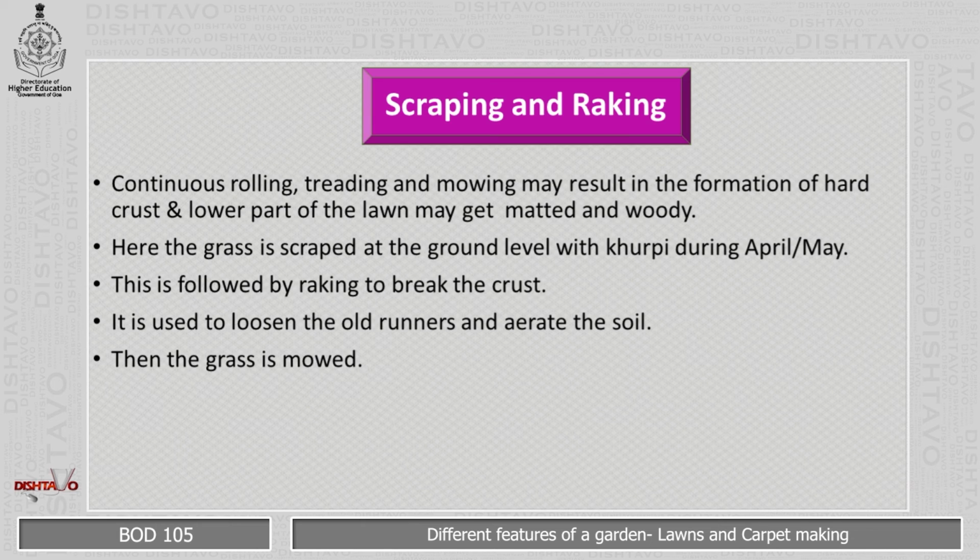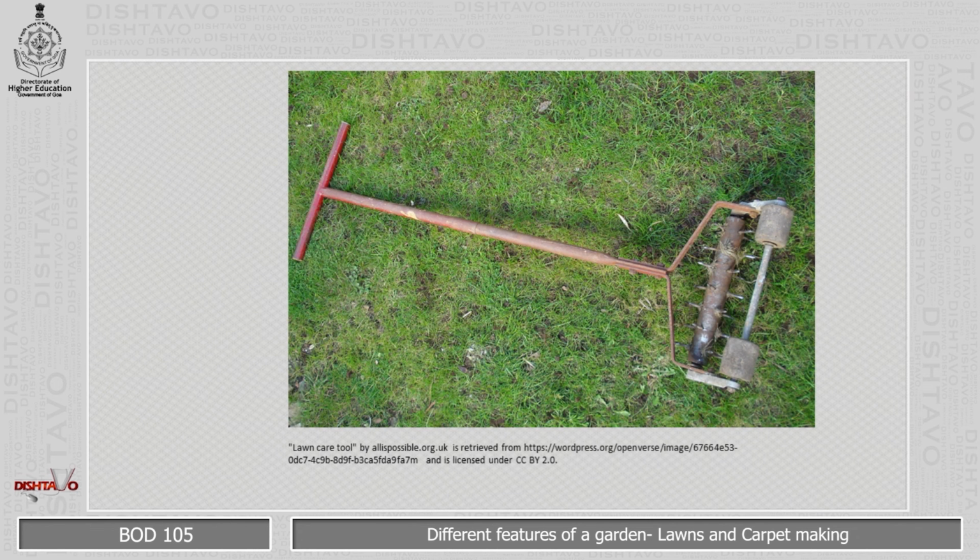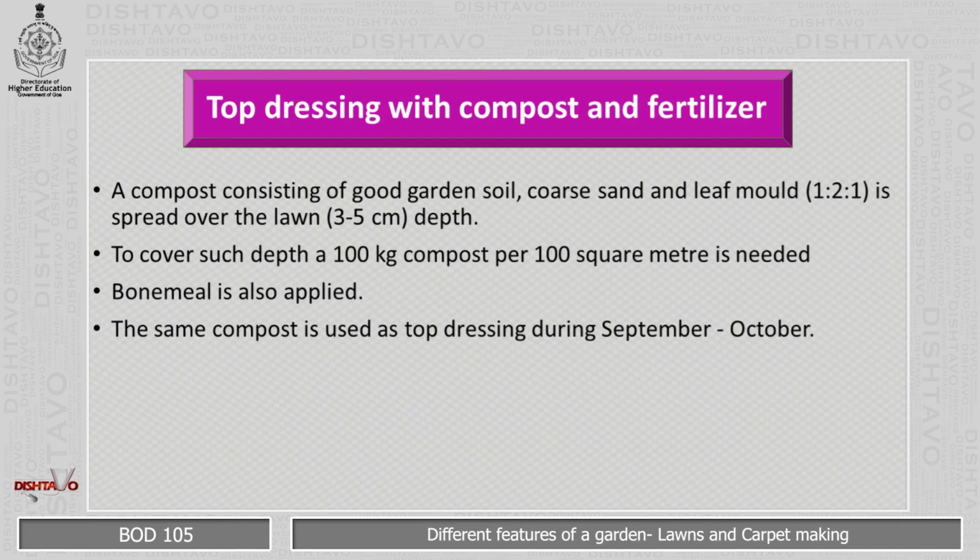Here the grass is scraped at the ground level with a khurpi during April to May. This is followed by raking to break the crust. It is used to loosen the old runners and aerate the soil, and the grass is mowed. This is the process of mowing which is done.